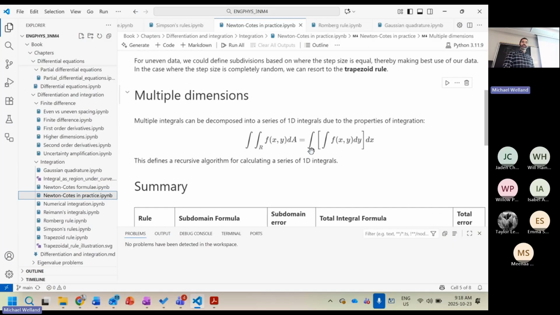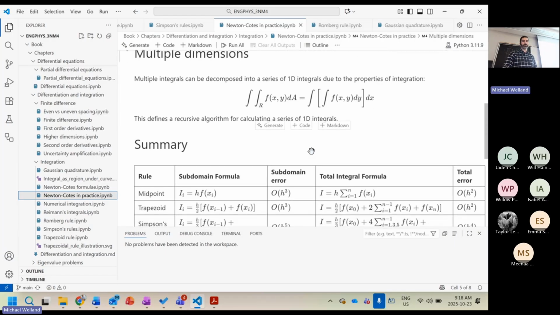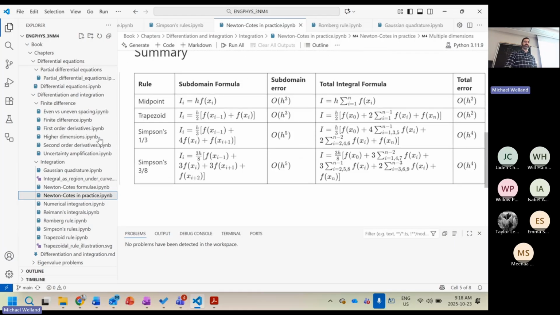Okay, multi-dimensions, this actually works super easy because the integral is the integral of integrals, right? So you can call this as a recursive problem, and it just goes through all this stuff super easy. Don't really need to dwell on it. Here's just a nice little funky table.